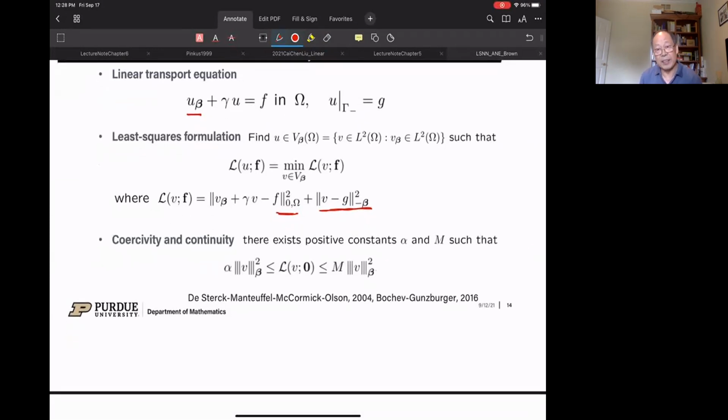Moreover, what is very important in the theory is that we can establish that this least squares functional is continuous and also coercive. Coercive means that this system is stable. This is the main work by the Manteuffel and McCormick group. They are my main collaborators in least squares, but at that time I was moving to elasticity and the Navier-Stokes equations. But anyway, we have a very solid theory behind that.